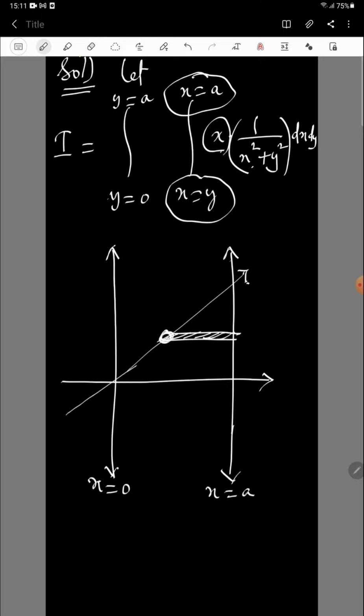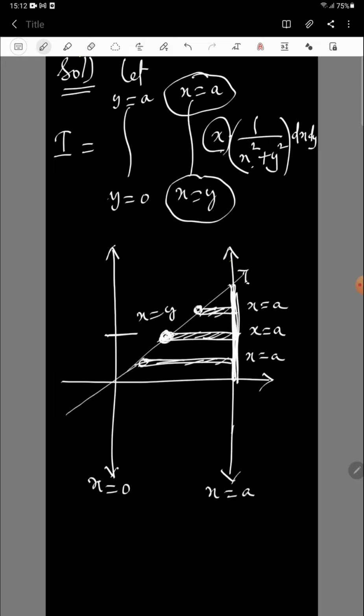It starts at a variable, that is y, x is equal to y, and all these strips parallel to the x-axis end at the same line, x is equal to a. This line is x is equal to a. The starting point is different, it starts at the y value. So this is some y, so it starts at this y.